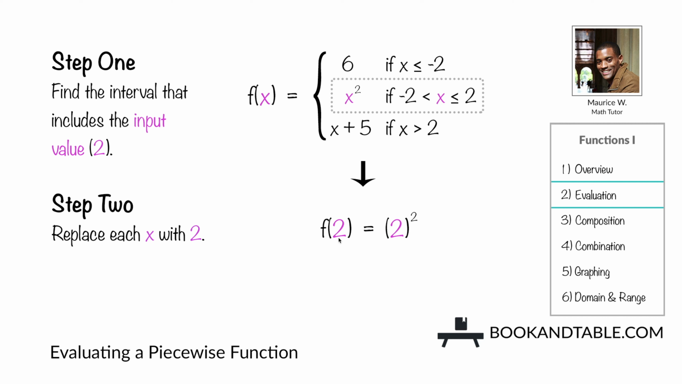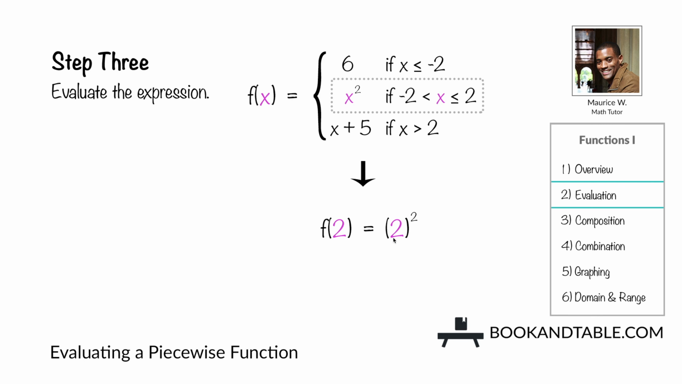The second question was f of 2. So step 1, again, find the interval that includes the input value 2. So here we have negative 2 is less than x, which is less than or equal to 2. So x can equal 2, and when it does, we use x squared. So we plug in 2 for x, giving us f of 2 is equal to 2 squared. And now that we replace x with 2, we want to evaluate the expression 2 squared, which would be equal to 4. So when the input value changed, we changed the expression that we used to evaluate the function.